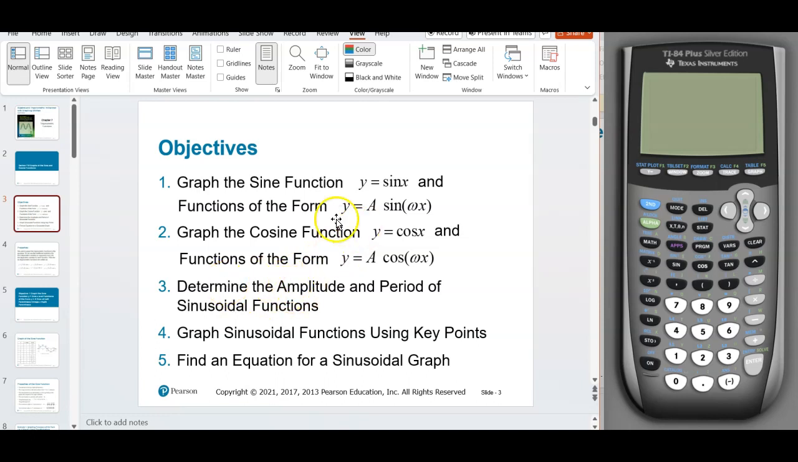And using those forms of the sine and cosine functions, we're going to determine what our amplitude and period are, what those ideas mean, and then we're going to use key points to graph them if we were to have to do it by hand, but also how technology can help with that.